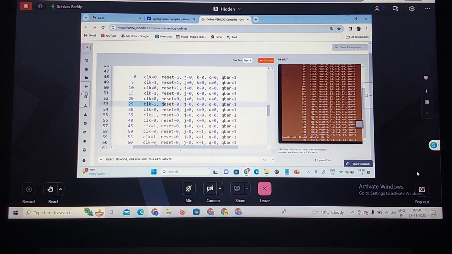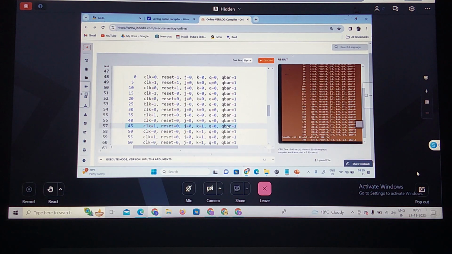And next rising edge comes here, 25. At the timestamp 25, reset is 0, J0, K0 means memory state, it falls on the previous state. So next rising edge comes here. Here also reset is 0, J0, K0 memory state. Again next rising edge comes here. You can see here J0, K1. Reset is 0. Now what is Q? Reset state, Q bar is 1. Reset operation means Q is equal to 0 and Q bar is equal to 1.